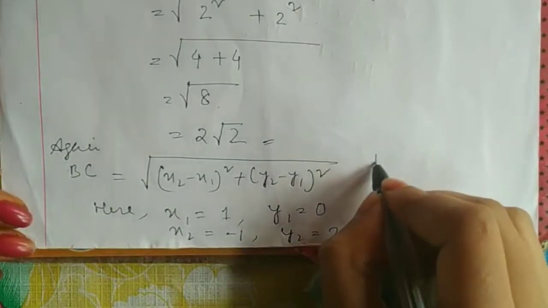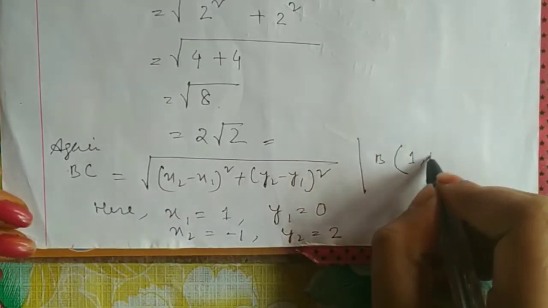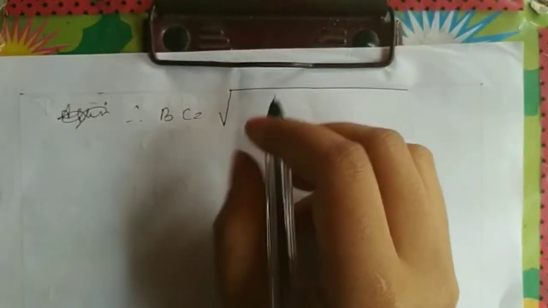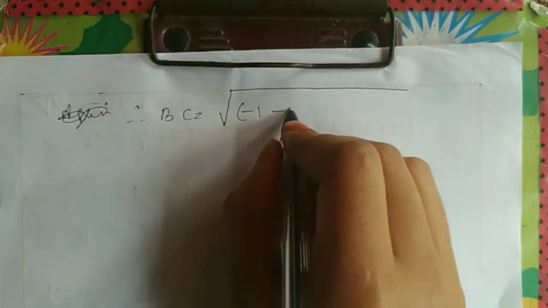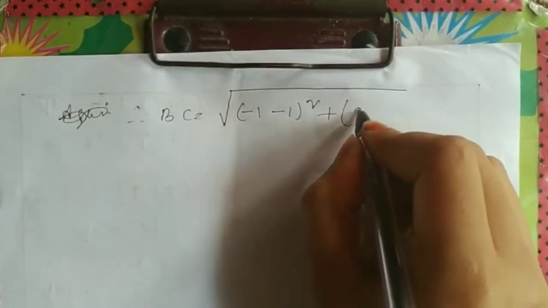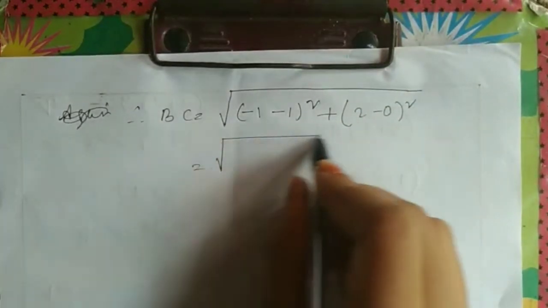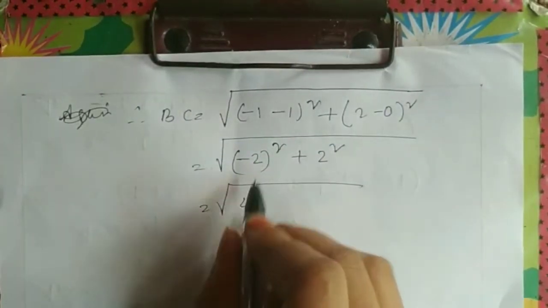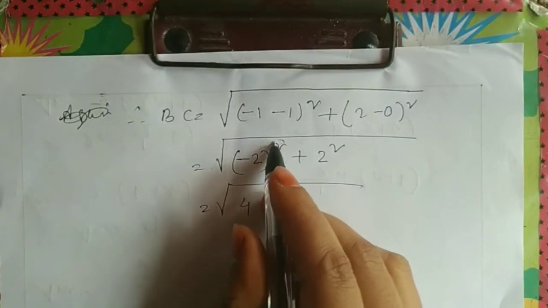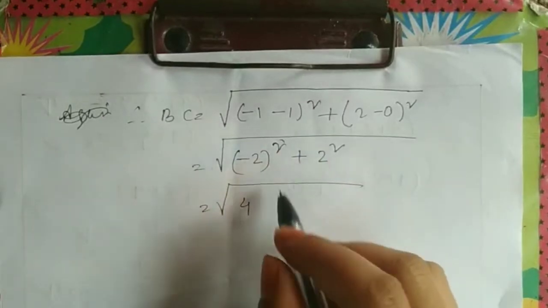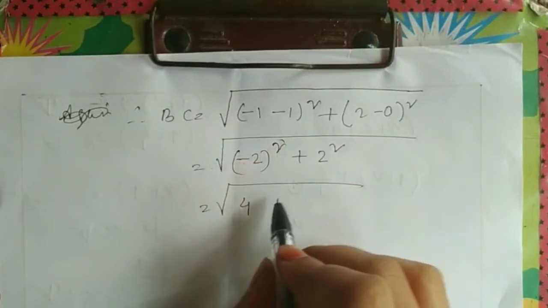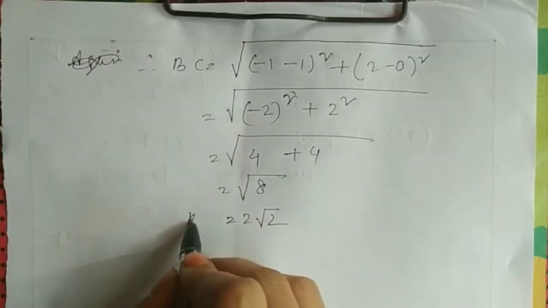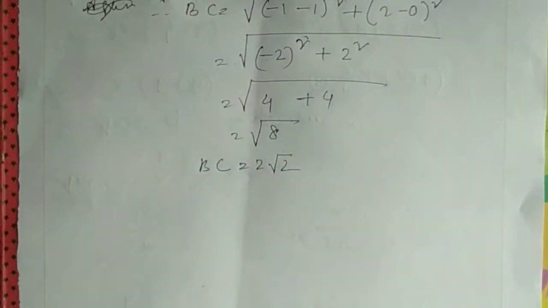Since the point B is 1, 0 and C is minus 1, 2, here again BC equals root over x2 is minus 1, minus 1 is minus 2, whole square, plus y2 is 2 minus 0, whole square. Minus 2 square is 4, and minus becomes positive because the power is even. So 2 square is 4. Again 4 plus 4 how much? 8. Then 2 root 2. So BC equals 2 root 2. We get the same as AB.